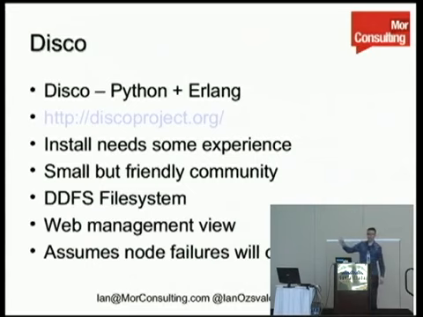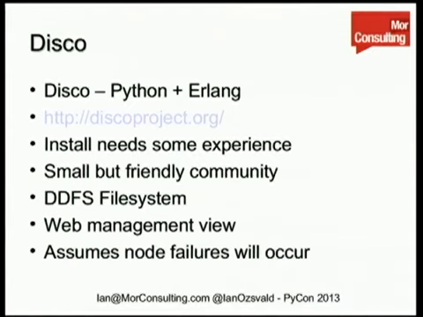One of the interesting things behind Disco is it uses its own Disco distributed file system, so a robust, redundant file system. In a production environment, typically it will have three-way redundancy, so if one machine dies or two machines die, you've still got a third machine containing one section of your data which can be replicated around the spare machines. So it has a built-in robust file system. It also has a web management view, so you get to see what's happening. We'll look at that in a moment.